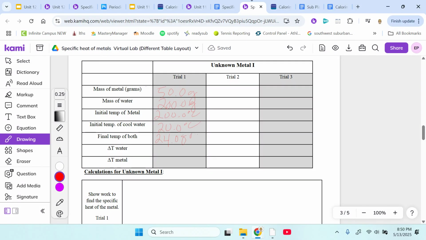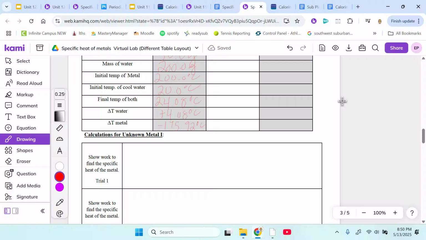24.08 Celsius for both. Okay, now we do the temperature change of the water. So the water is going from 20 to 24.08. That's a positive 4.08 Celsius increase. And the metal is going from 200 down to 24.08. So 24.08 minus 200 is negative 175.92. Wow, look at that temperature drop. Okay, cool. All right, now we can show the work to get the specific heat of the metal.